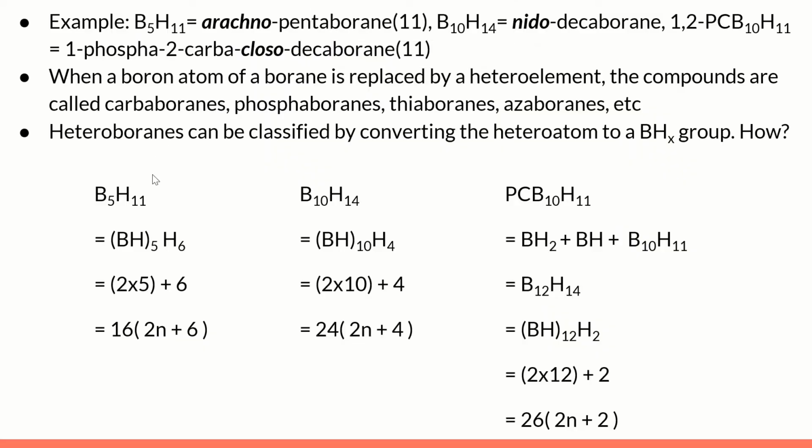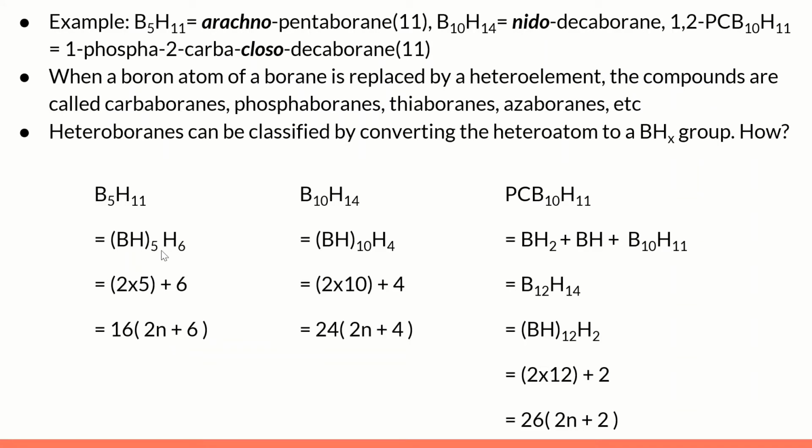Okay, from the video, let's see how we calculate the electrons for these examples. Let's take a look first at this B5H11. We separate the formula into BH units. We have BH5, H6. Each BH unit contributes 2 electrons, times 5, plus hydrogen contributes 6 electrons, giving a total of 16. From this, you can see that the formula is 2n plus 6.